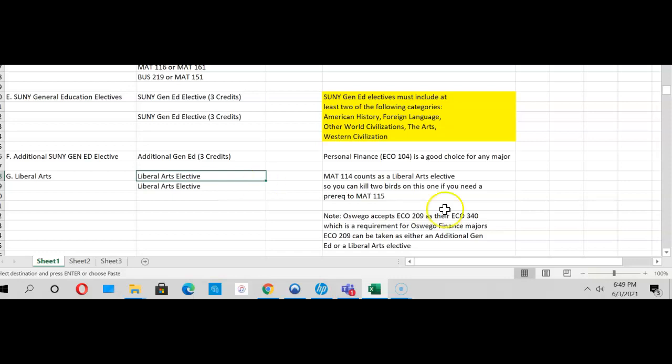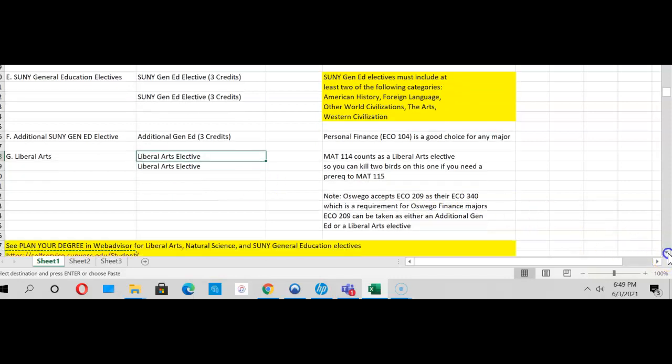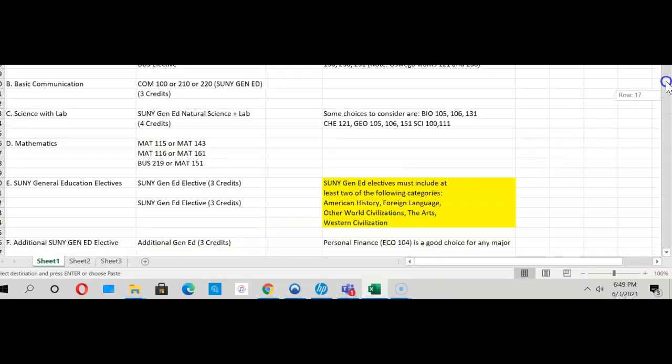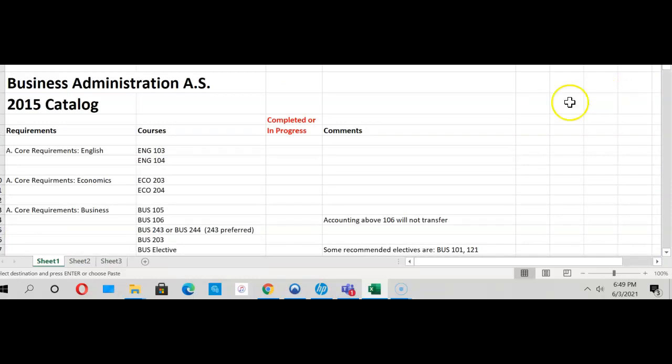So that's it. That's a brief overview of the spreadsheet, and I will see you in the video about Math 114. Now, if Math 114 is already taken, or if you don't need to take it, you don't need to watch that video, of course. Or if you know how to find the electives, SUNY Gen Ed or liberal arts electives. But for those of you who are not sure, be sure to watch.